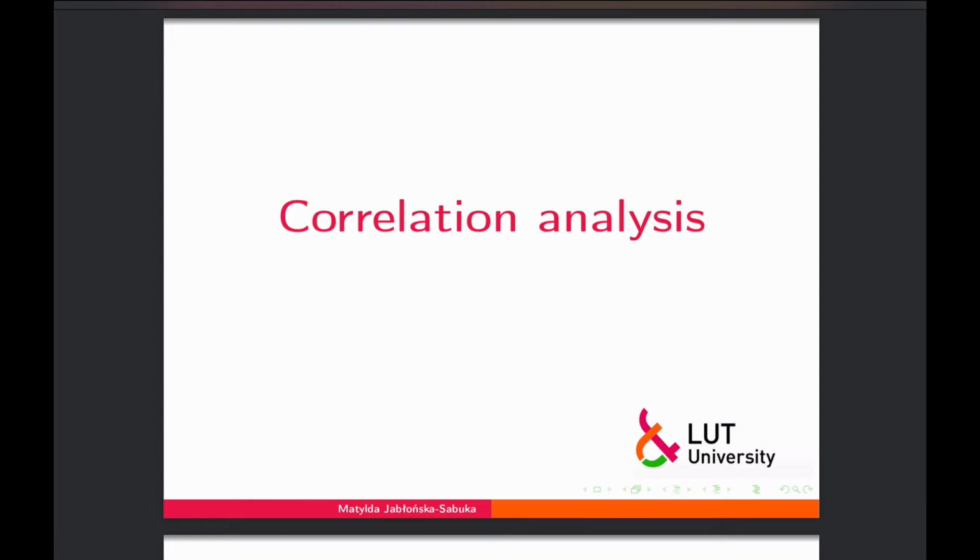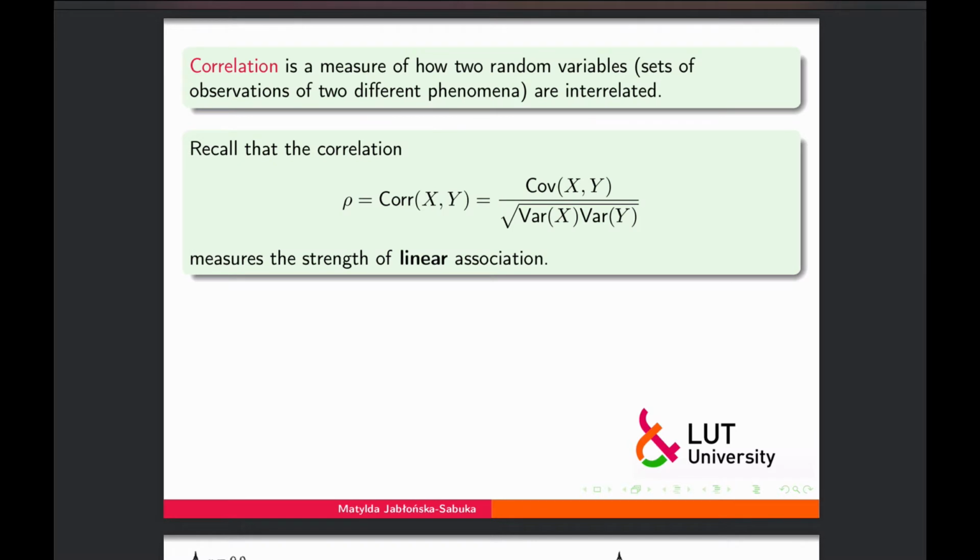An integral part of regression modeling is correlation analysis. If we recall, correlation is a measure of how two random variables, or sets of observations of two different phenomena, are interrelated. If you recall the formula for the correlation coefficient, it's basically a ratio between the covariance of two variables and their standard deviations. And that measures the strength of linear association. This is a key word in here, that we are really looking into linear association.